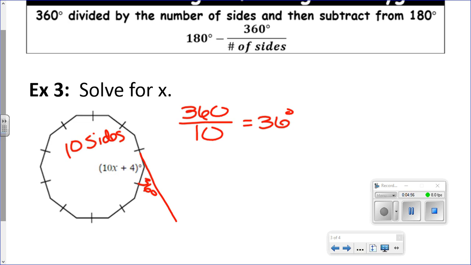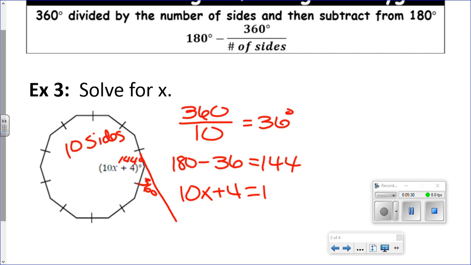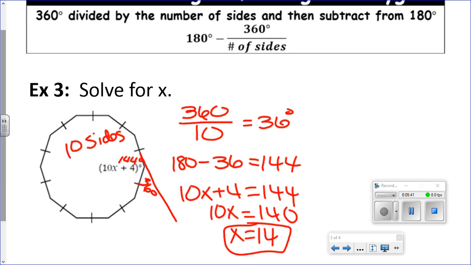Now I can actually go find the interior angle. Or I just know that now these two angles, the 10x plus 4 degrees and the 36 degrees, have to add up to 180 because they're a linear pair, and I can find x that way. But if you would like to find the actual angle on the inside, I would do 180 minus 36 degrees, and we end up with 144. So I know that this angle is really 144 degrees. So now I know that 10x plus 4 should equal 144, and I just solve for that. And I know that x is 14. Either method you go about it, you should still end up with x is 14.